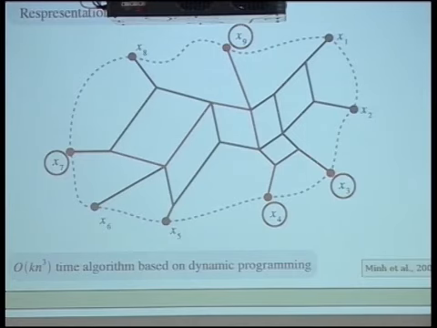And for this type of split system, Min et al. in 2007 gave an algorithm, which is again polynomial time, k n cubed to be more precise, and we found a way to speed up the thing by a factor of n squared, more or less.